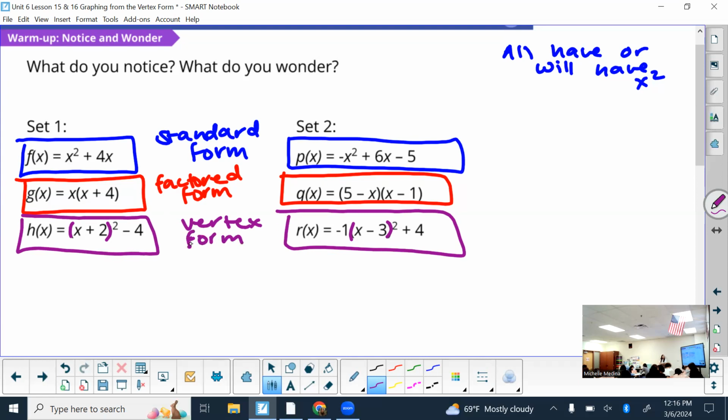Guess what we can clearly see in our vertex form? You can clearly see the vertex in vertex form, and we'll talk about what part of it would tell us our vertex. But yeah, that is vertex form. You also have it on your paper, like a little diagram. That is what these are formatted as, okay? So there's that. Any other notices or wonders that we really want to share?